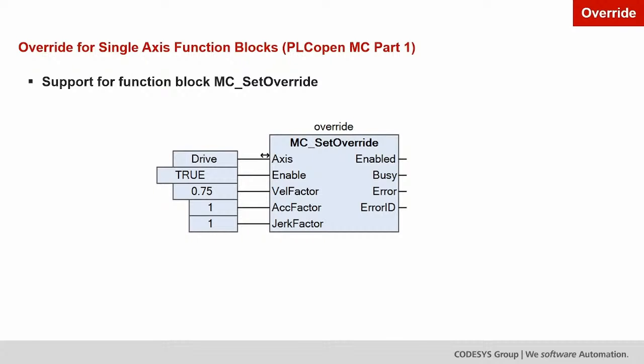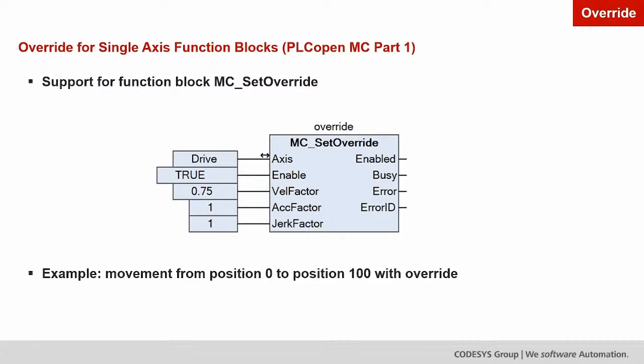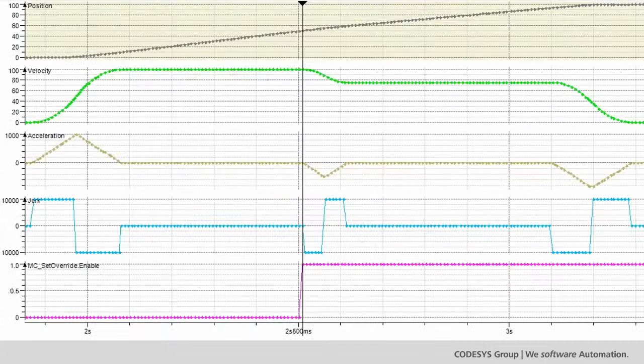Using this function block, you can change the velocity, acceleration or jerk of an ongoing movement. I'd like to show you an example using a movement from position 0 to position 100 with an override of 75% of the velocity. In this diagram, you see the position of the drive in the top diagram going from 0 here to 100. Below you see the velocity, the maximum velocity of 100, the acceleration, jerk, and the enable input of the SetOverride.